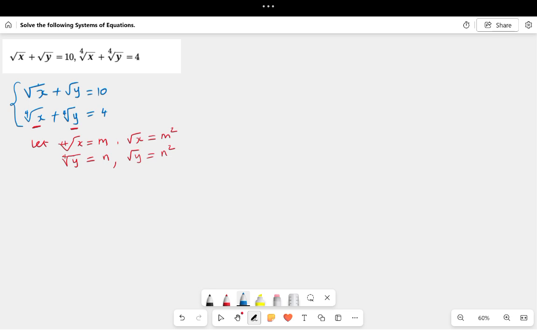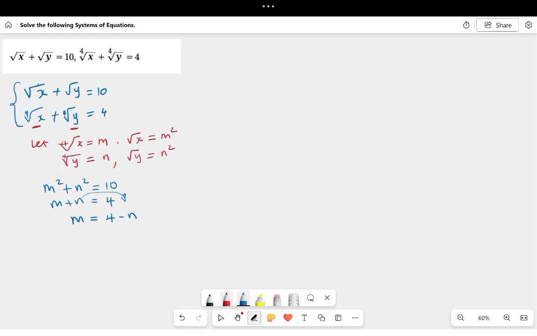So for the first equation, it is going to be m squared plus n squared is equal to 10. Then in the second equation, it's going to be m plus n equals 4. Now we are going to make m the subject of the formula. So in this case, we are going to shift n to the other side of the equal sign. Now our m will be equal to 4 minus n.